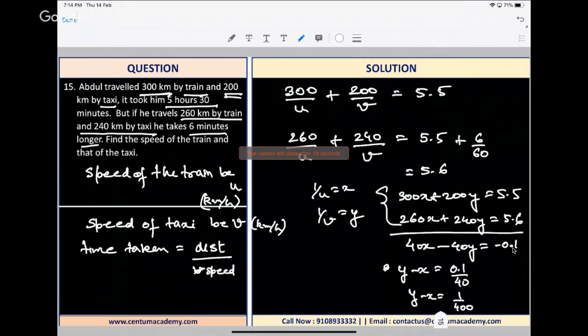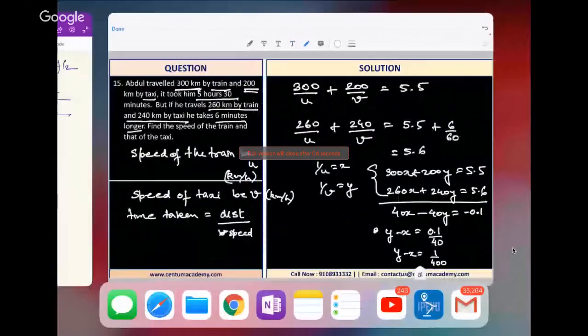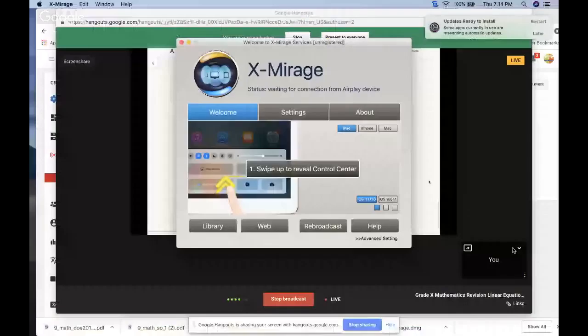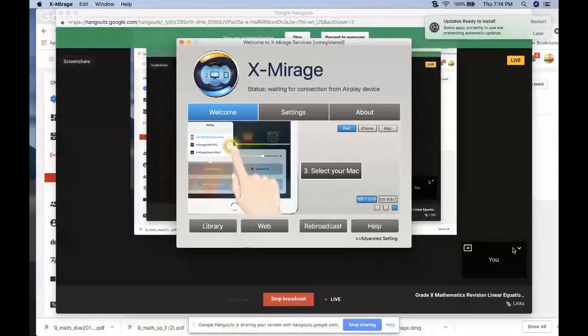Okay, now what you can do is y is equal to x plus 1 by 400, right? So I have to just now solve this. I'm short of space here, so I'll go and solve that in the note. So just let me rewrite the equation. 300 by u, 200 by v. Right? So the equations are, what are the equations?